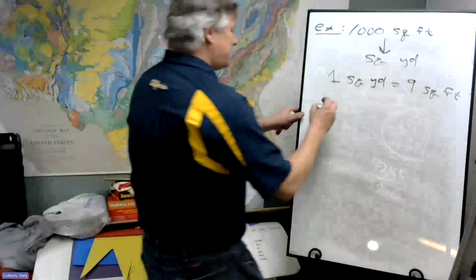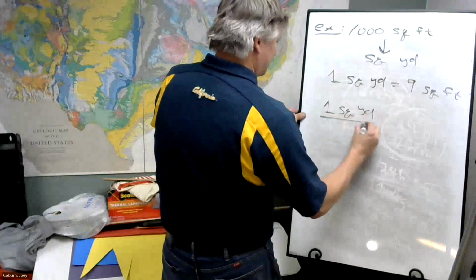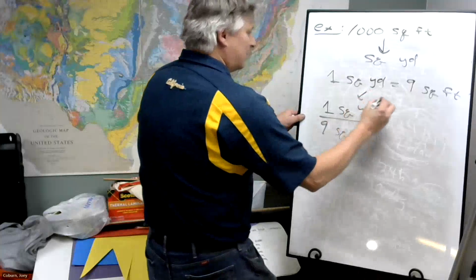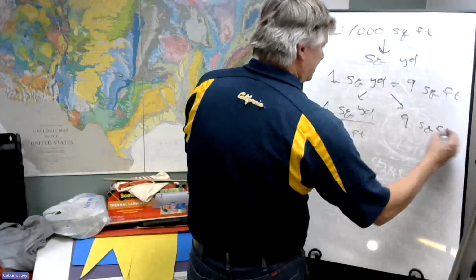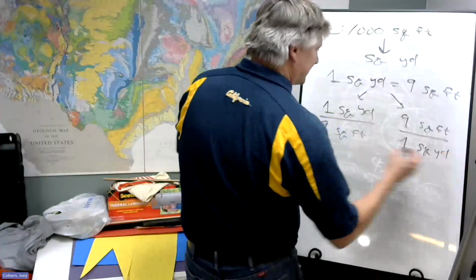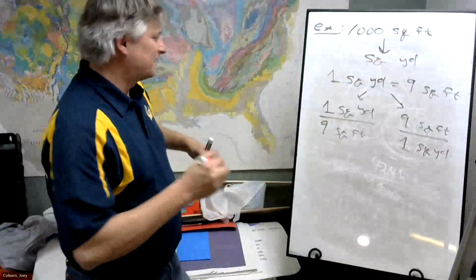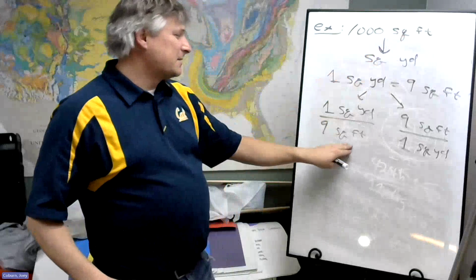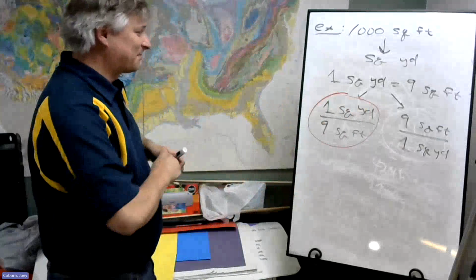All right. So we could have 1 square yard over 9 square feet, or 9 square feet over 1 square yard. And again, we're going to want square feet to cancel. So we need square feet in the bottom, and it's in the bottom over here. So we'll go with this one.